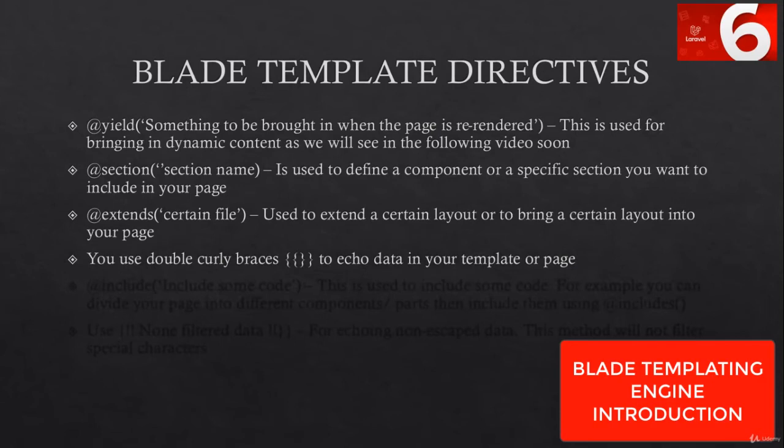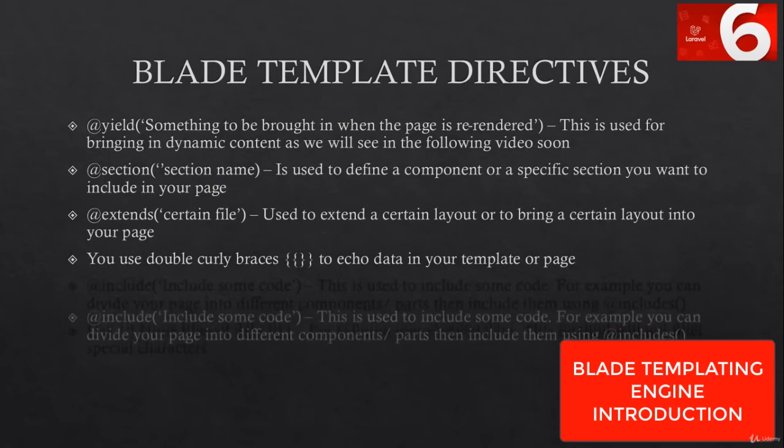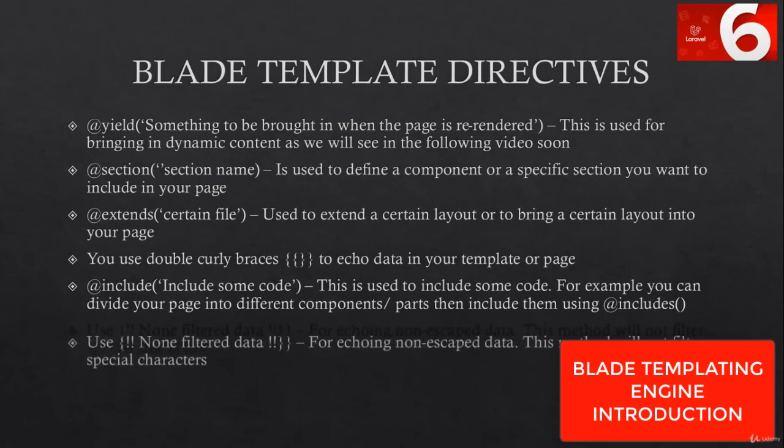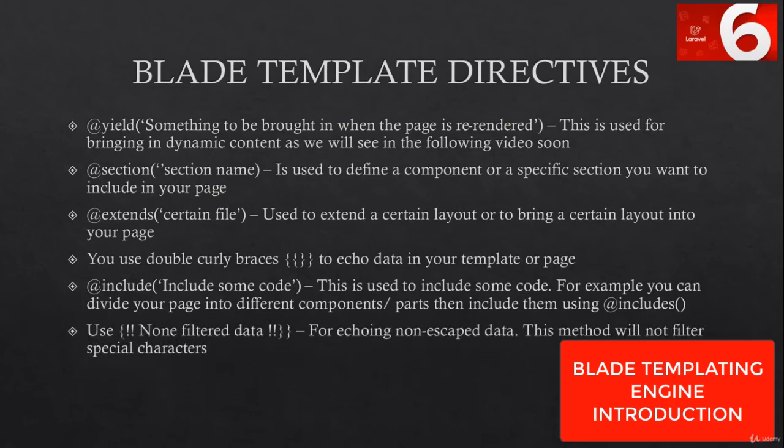Okay, usually in a Blade template, we use curly braces to echo data. So for example, in PHP you'll do echo and then whatever you want to echo, but when using a Blade template you use curly braces to echo data, and then use @include to include some sections. For example, you have a web page and you want to divide it into various sections and give those sections different names. So for you to bring in those sections and reassemble them to make that page, you use @include, and then you use curly braces with a bang to echo non-filtered data.